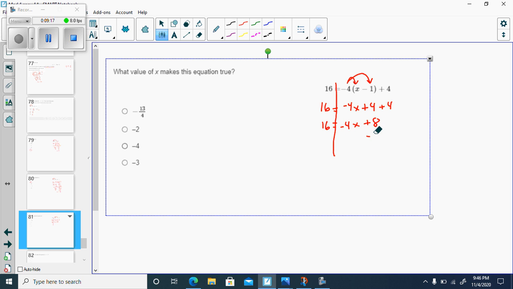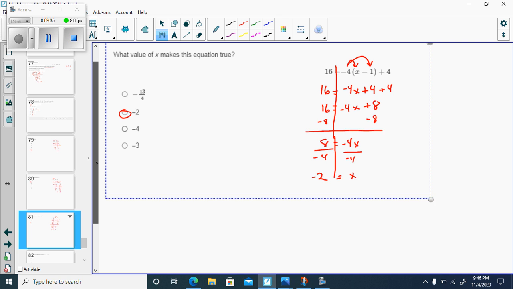Okay? Let's subtract 8 from each side. 8 is equal to negative 4x. Let's divide both sides by negative 4. X is equal to negative 2. Your solution is negative 2.